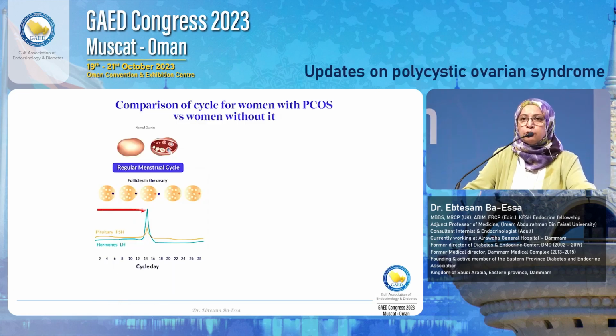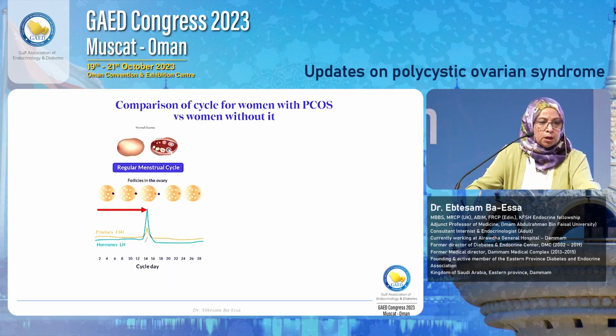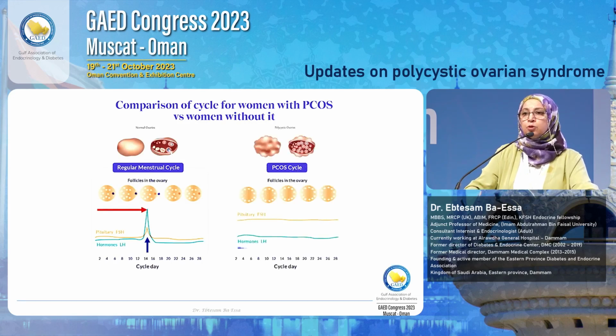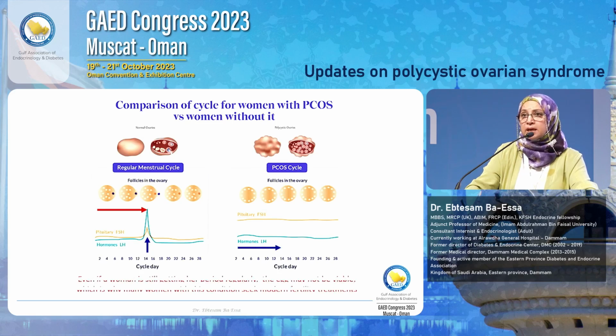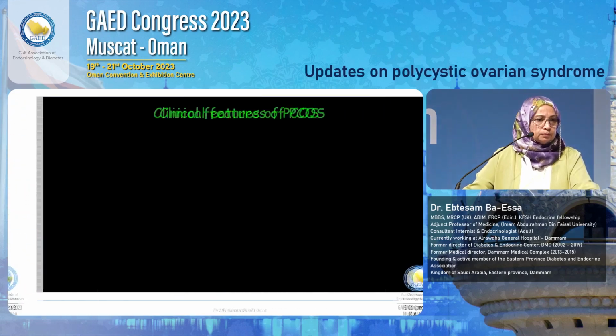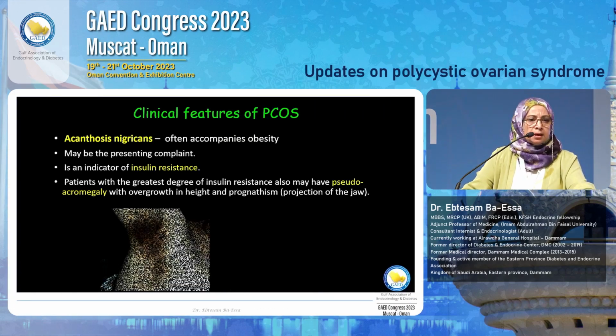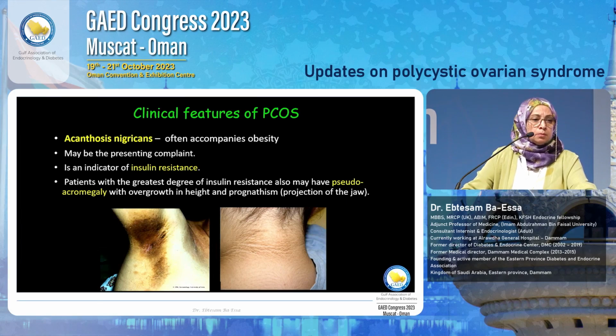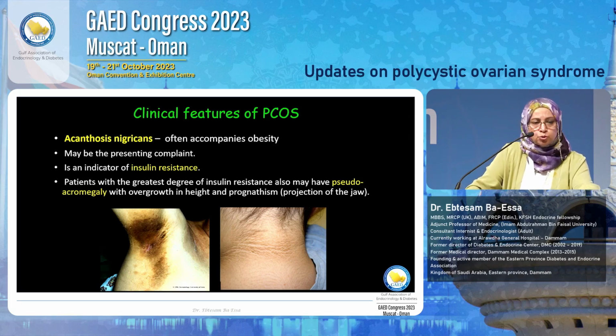So this is the cycle of a normal woman where you have ovulation at mid-cycle, and comparing it to the cycle of a woman with polycystic ovary disease, she has a regular cycle but without ovulation. So this is what I was talking about. A regular cycle also does not signify ovulation, so this is very important. Acanthosis nigricans, again, is another sign that may really point to the diagnosis of insulin resistance, and in some severe cases of insulin resistance, patients may have acromegaloid features, or what we call pseudoacromegaly.